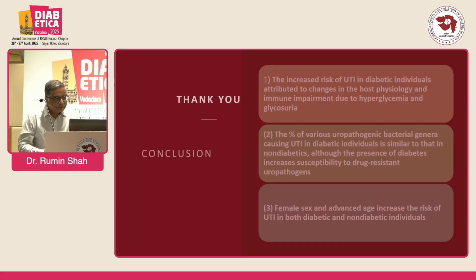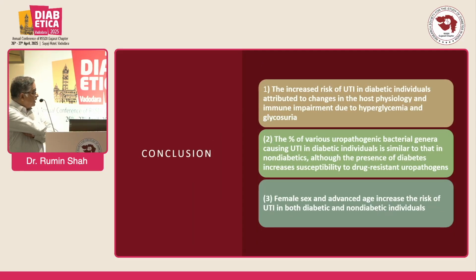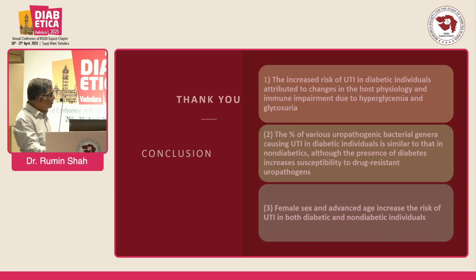the increased risk of UTI in diabetic individuals is attributed to changes in host physiology because of diabetes and immune impairment due to hyperglycemia and glycosuria. The percentage of various uropathogenic bacterial genera causing UTI is similar to that in non-diabetics. So E. coli is predominant even in non-diabetics. In diabetics, it is E. coli. Although the presence of diabetes increases susceptibility to drug-resistant organisms, female sex and advanced age increase the risk of UTI in both diabetic and non-diabetic individuals.